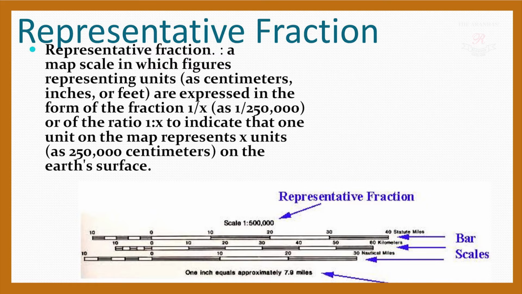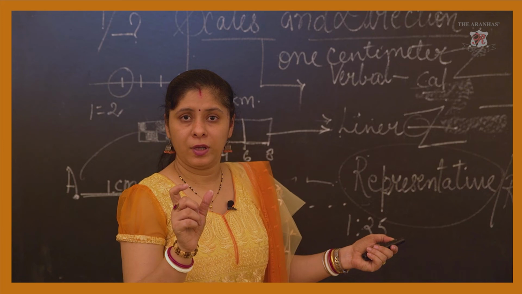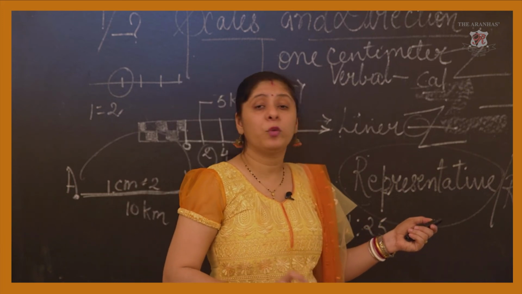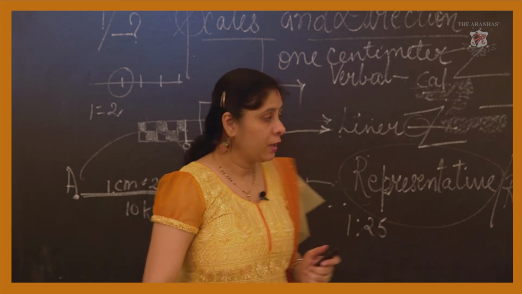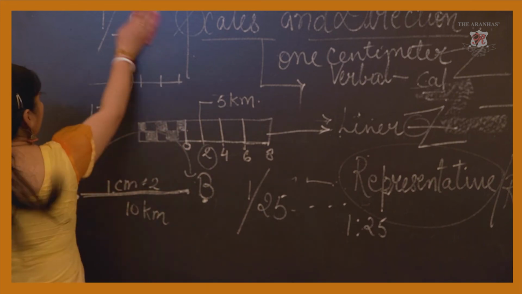Now here we are discussing the statement of representative fraction. This particular scale represents units as centimeters, inches or feet. Okay. Now this will be shown as a fraction. That means 1 upon whatever the digit. So this would be shown as a fraction. The other thing is that this x is indicating the unit that is on the map. Okay. And from where would we find it? We would be getting it from the earth surface. This is our earth. Just give me one example.